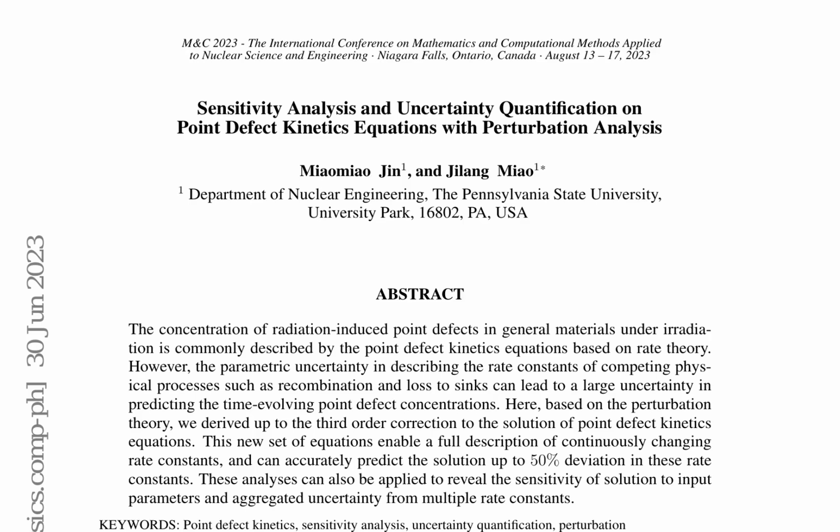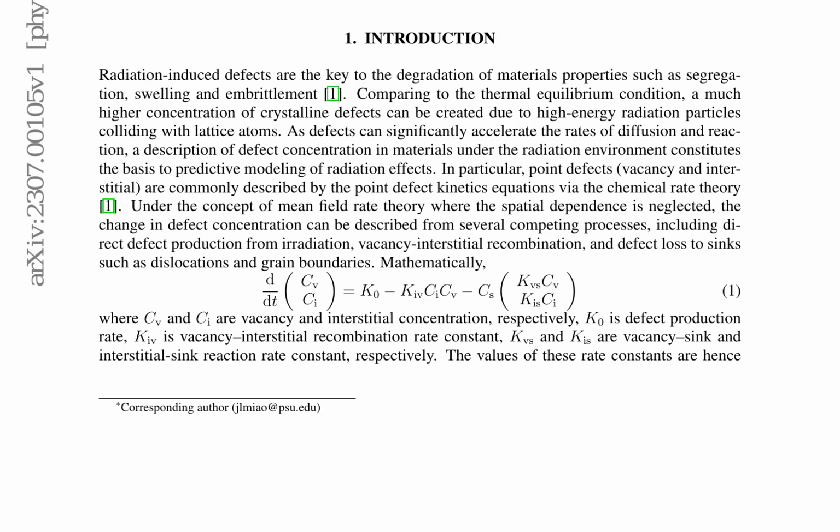The research paper discusses the point defect kinetics equations, which describe the concentration of radiation-induced point defects in materials under irradiation. The authors employ perturbation theory to derive up to the third-order correction to these equations, enabling a full description of continuously changing rate constants. This approach can accurately predict the solution up to 50% deviation in the rate constants.